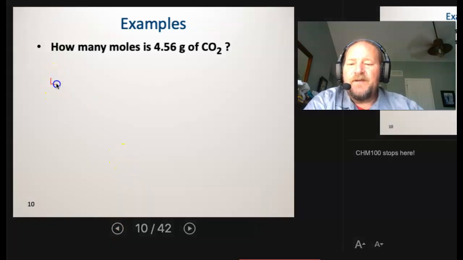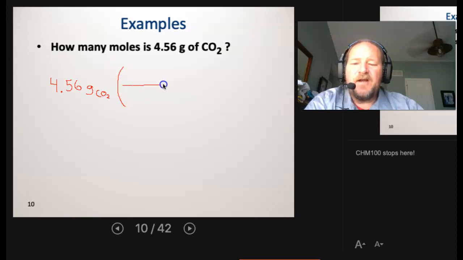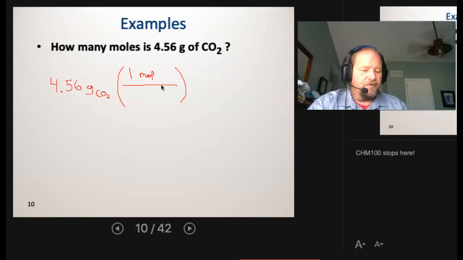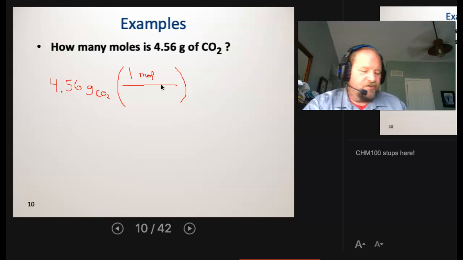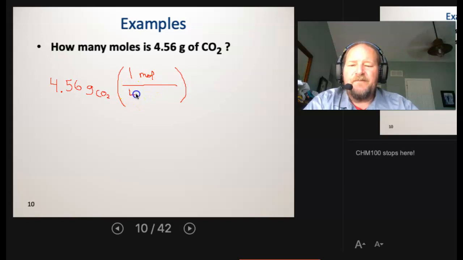So I'm going to take 4.56 grams of CO2. I want to convert that to moles. So I'm going to make my bracket. I know for every 1 mole, it's going to be, and here's where we're going to do the molar mass. So I'm going to get my periodic table out. Carbon is 12.01. Oxygen is 16. I've got 2 of them, so that's going to be 32. I sum those up, and I get 44.01 grams.